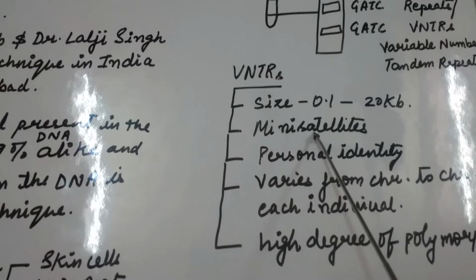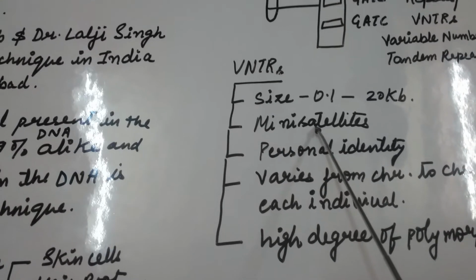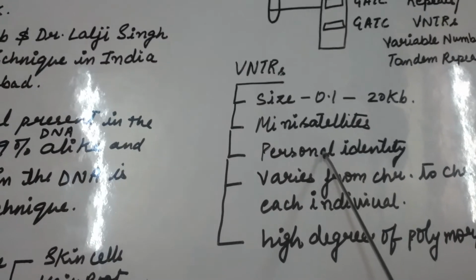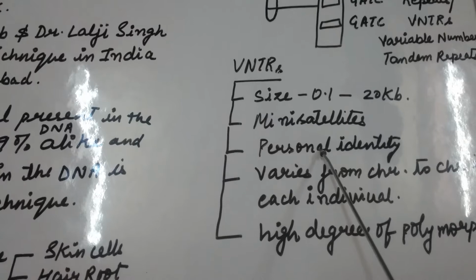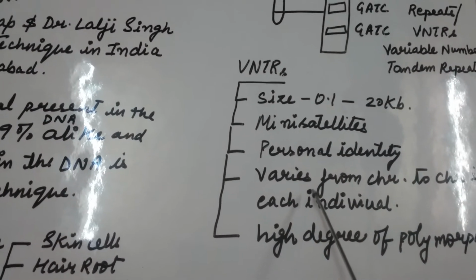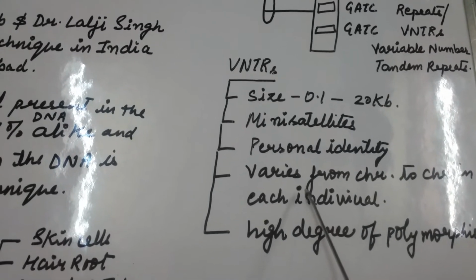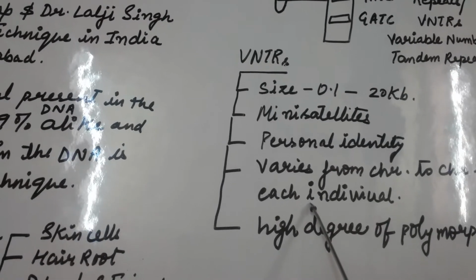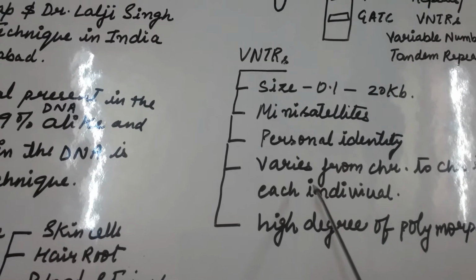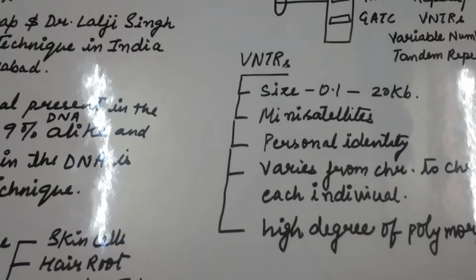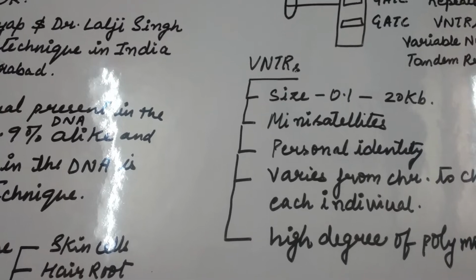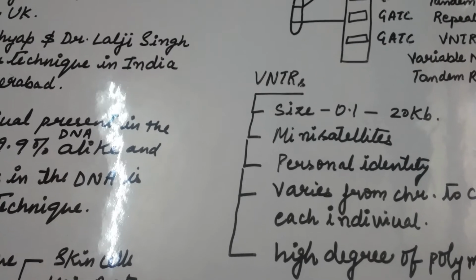These are also called mini satellites. VNTRs are used as genetic markers to test the identity of a person. These repeats vary from one person to another, and may also vary from chromosome to chromosome in each individual. The number of repeats shows a very high degree of polymorphism, that is, a change in the occurrence of mutation in a population at high frequency, which may lead to DNA polymorphism.